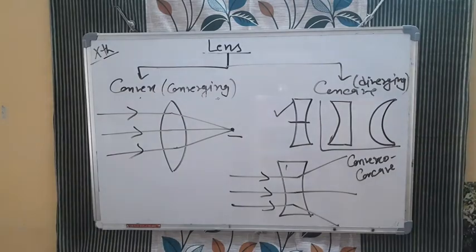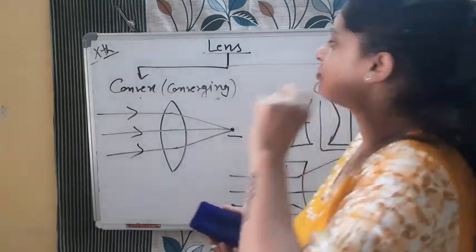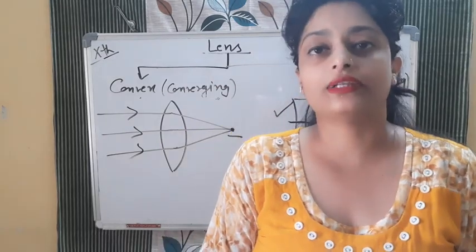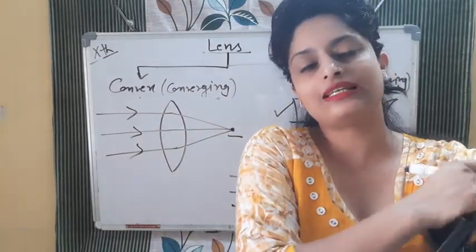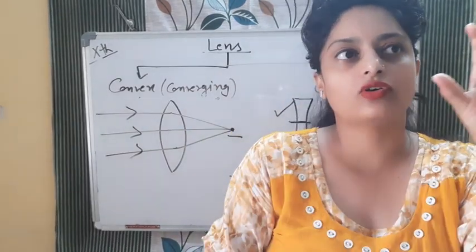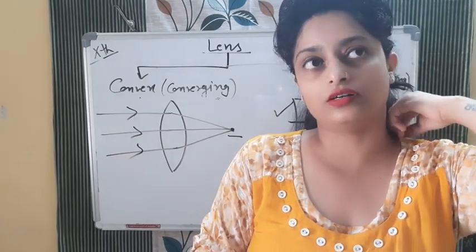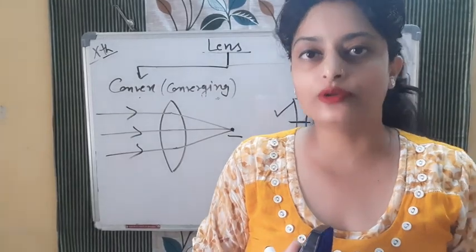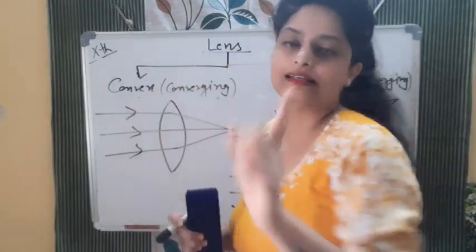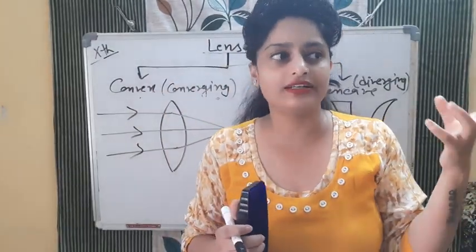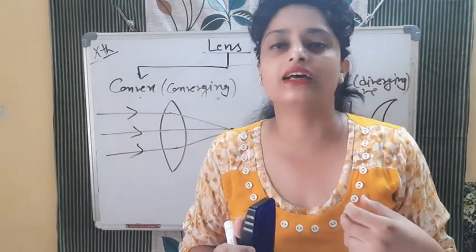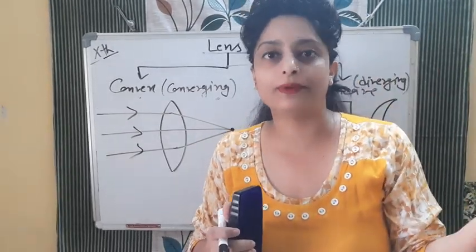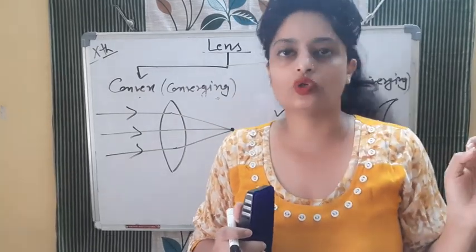Now where can we use these lenses? See, we generally use the convex lens where we want to focus on something, like a telescope. If you want to see a particular object in the sky, we want to focus on a particular astronomical object. In that kind of telescope we use the convex lens. Other than that, we can use it in a microscope and a magnifying glass also. If our eyes have the defect of hypermetropia, in that case also we use this.